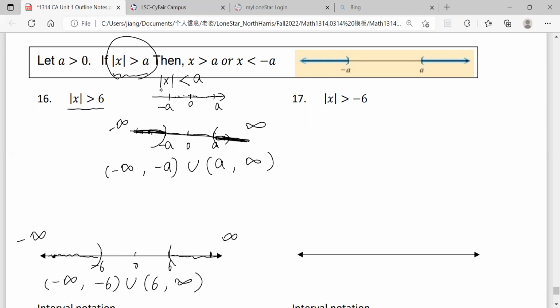Okay, let's see the next one. The absolute value of x is greater than -6. For all absolute values, that's a positive or equal to 0 number. So if the absolute value of x is greater than -6, that's true for sure. That means it has all solutions. So any point can be x to satisfy that the absolute value is greater than -6. So I could choose -infinity to infinity.